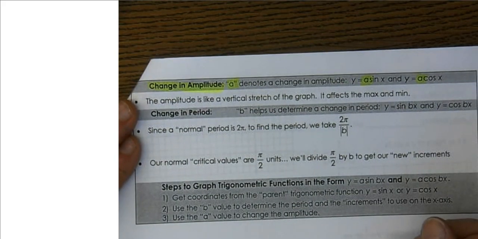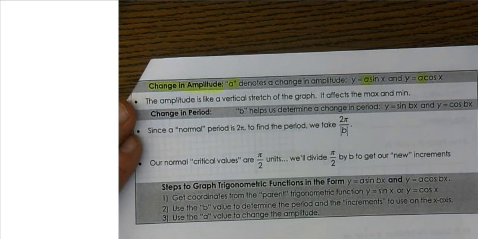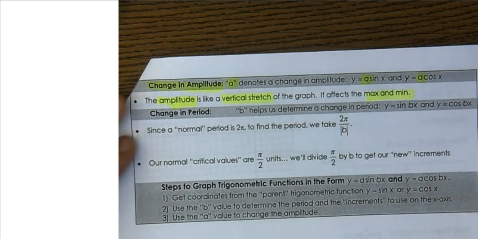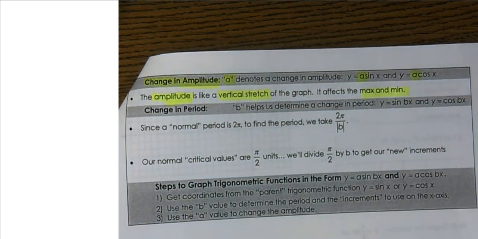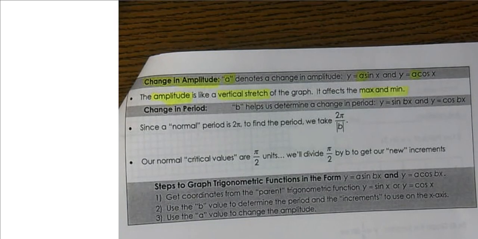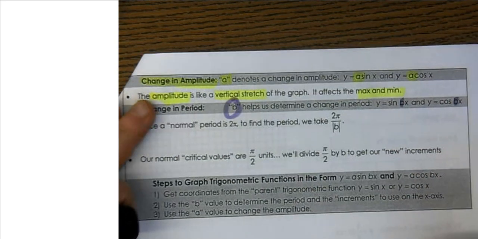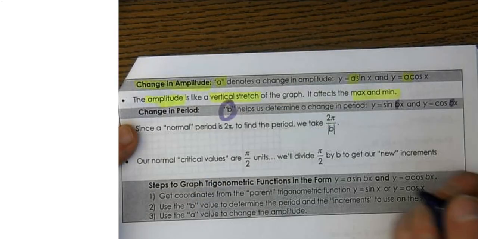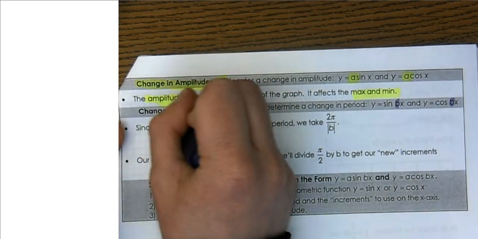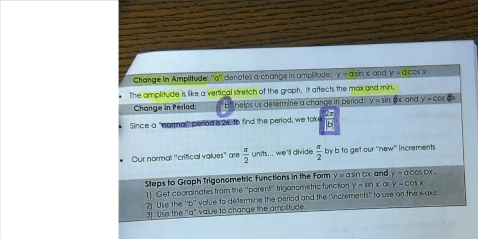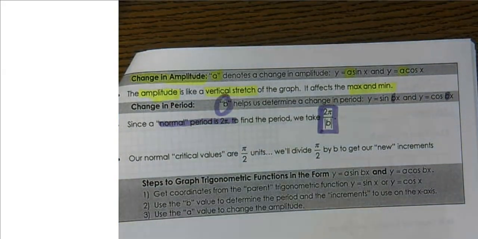And it is the number that's in front of sine of x and cosine of x. Think of amplitude like a vertical stretch of a graph. It's going to affect the location of the maximum value and the minimum value. When we change the period, what that means is that your B value, that's the number that is located right next to x, is something other than 1, then our period will change. So since a normal period is 2 pi, we find that our period ends up being 2 pi divided by the absolute value of B.